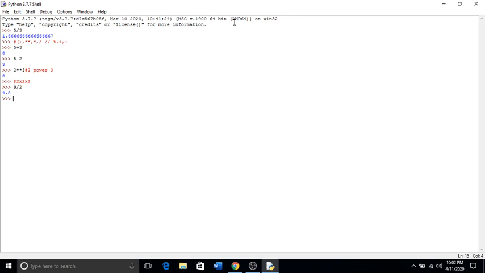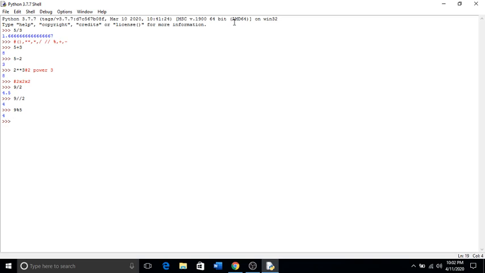If you use integer division, 9//2, it will give only the integer part, 4. The decimal part is not there. Then if you use 9 mod 5, that means you are dividing 9 by 5 and the remainder will be the answer. So the remainder will be 4. Right.